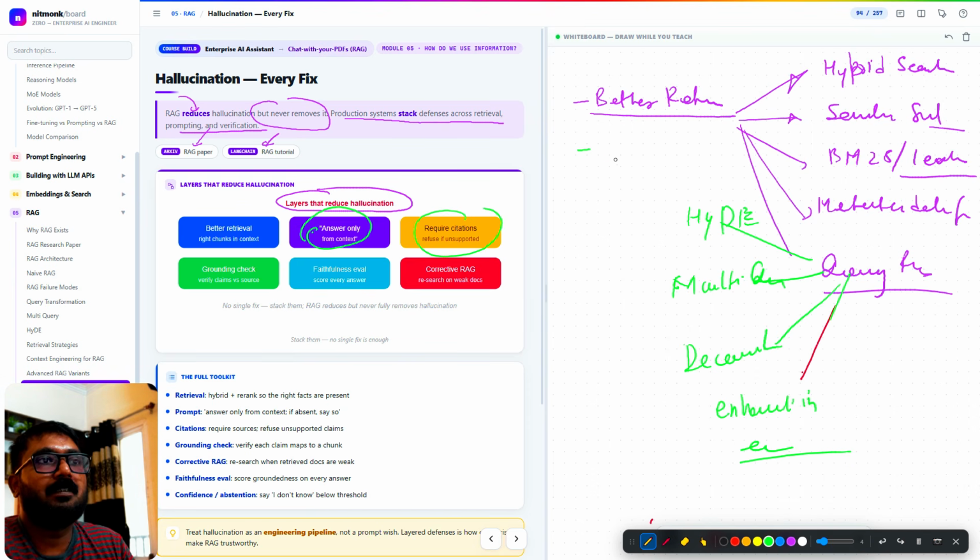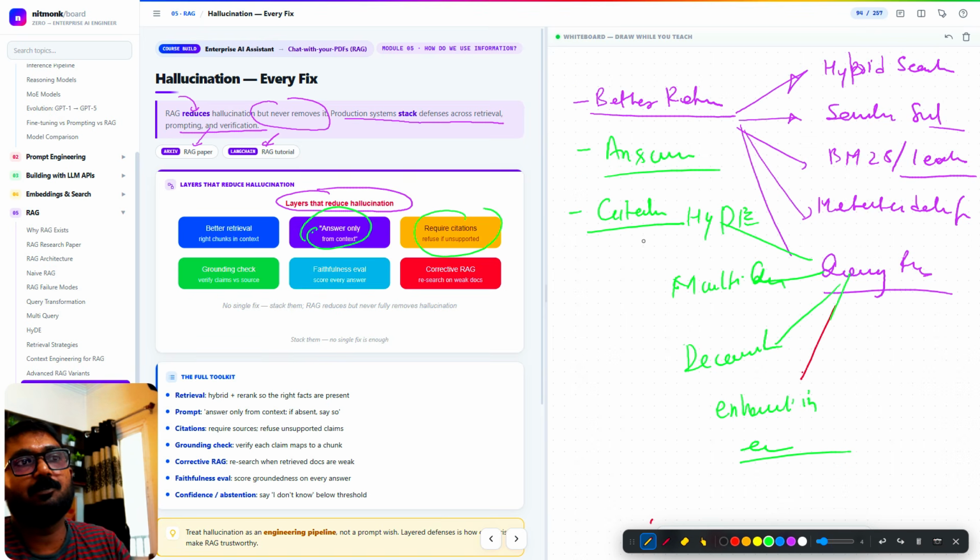So there is answer only. Means there is a citation that we can add in all the terms of PDFs, documenting where this is coming from. This is 1, 2, this is 3. So if someone will ask, this is the way you can answer it.